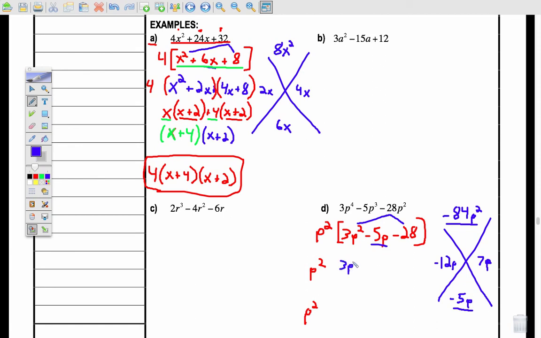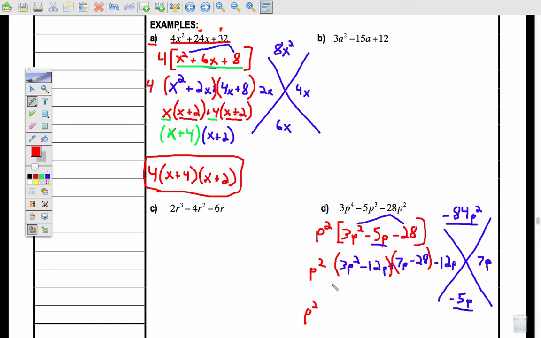We have 3p squared minus 12p plus 7p minus 28. All right, we separate the first two and the last two.